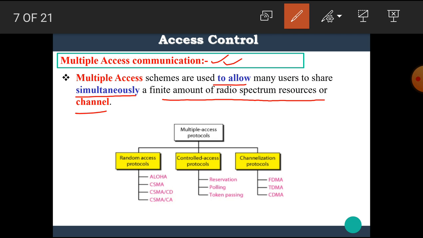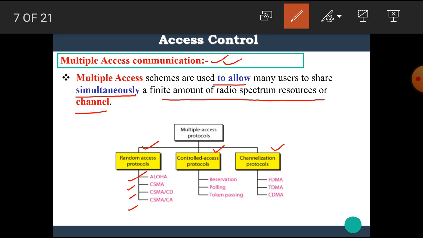The multiple access protocols are divided into mainly three types: random access protocols, controlled access protocols, and channelization protocol. The random access protocols are further divided into four types: ALOHA, CSMA, CSMA CD, and CSMA CA.